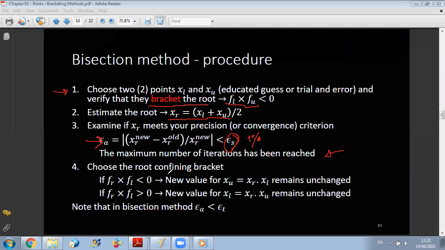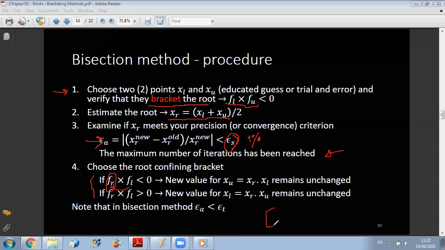Now, after this, if your criterion of convergence is not satisfied, you should continue to iterate. You should get a new bracket, okay? How to know what is the new bracket? As we said, you compute the function value at the root you found, and you check: if f of the root times f of the lower end of my bracket is negative, then I can be sure that my root is between xr and x lower, okay?